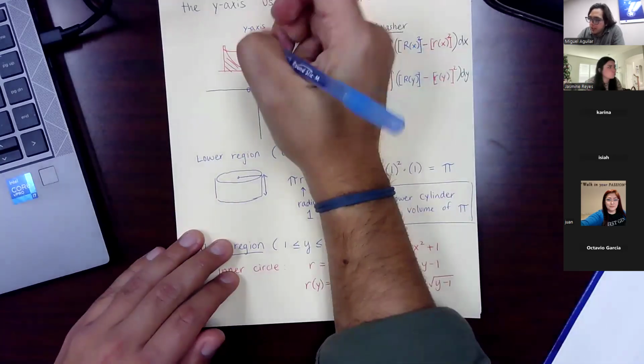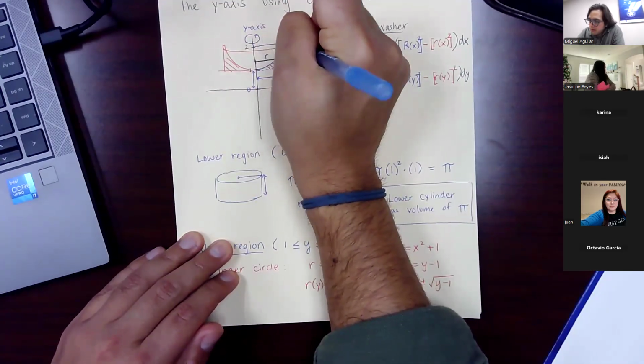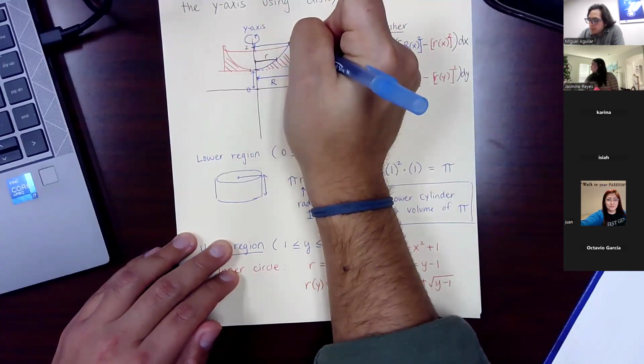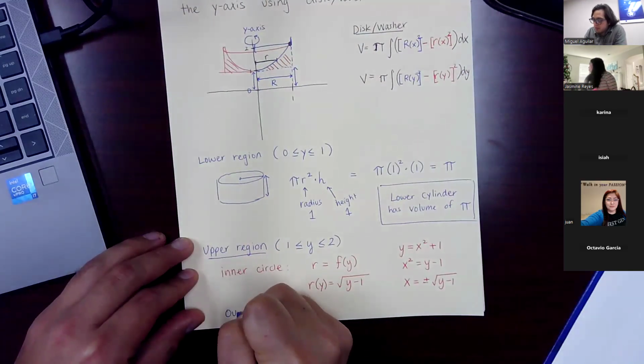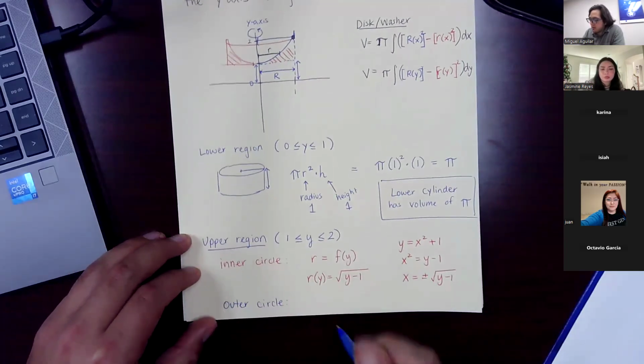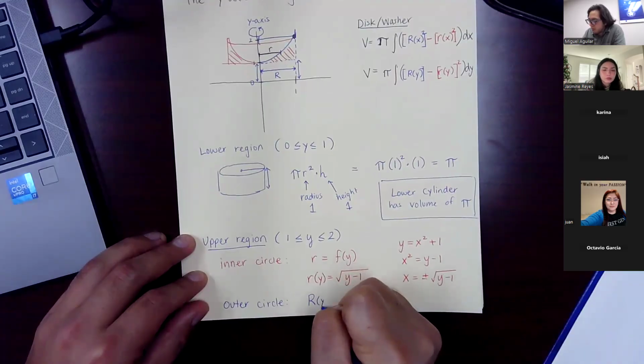Then for the outer radius, it looks like it's just the outer radius, or the outer circle, capital R of y.